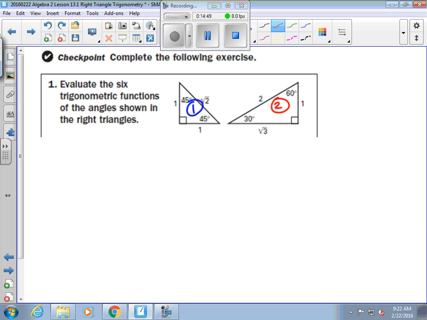So take 1 minute or another 45 seconds and give me the 6 trig functions of the first one. And then we'll do the second one after that, 45 seconds.